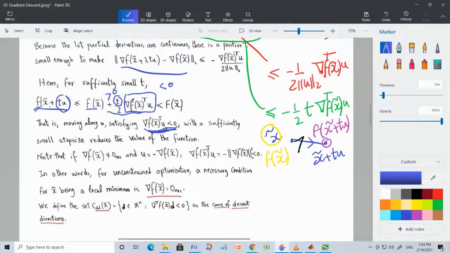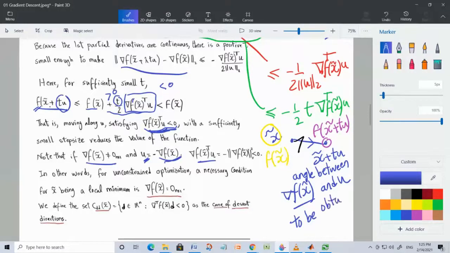Now if the gradient at x tilde is not 0, if you choose u to be minus the gradient, this is guaranteed to give you a negative inner product between the gradient vector and u. But our above argument just requires this. So we want the inner product to be negative, so we want the angle between the gradient vector and u to be obtuse, up to 180 degrees.